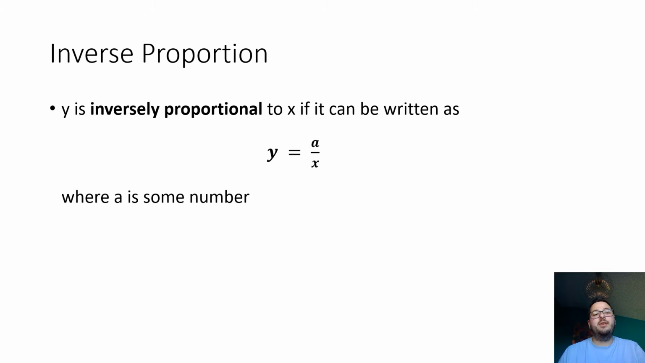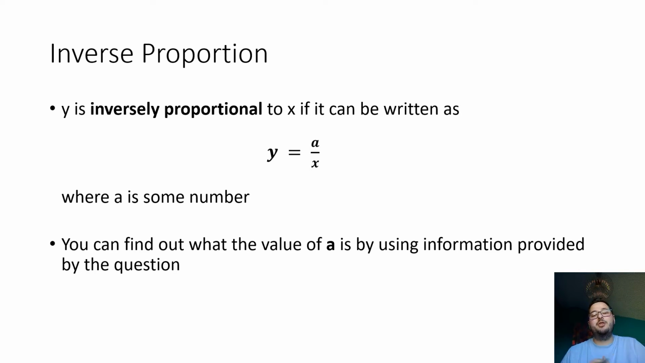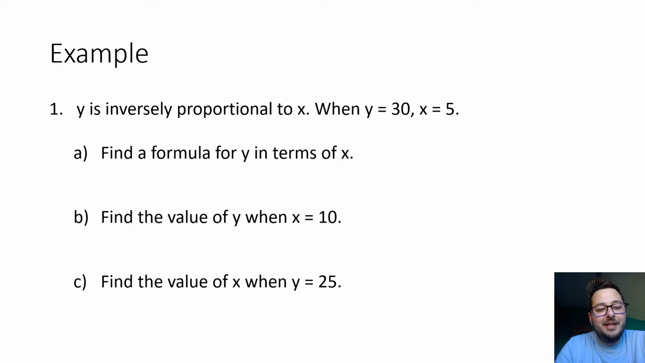It could be e and f. If e is inversely proportional to f, e can be written as something divided by f. Okay, so inverse just means something divided by whatever you're inversely proportional to. And then what you can do is you'll get information in the question to figure out what that number a is. So as in the other video, it's a lot easier just to do some examples. So feel free to have a go yourself, otherwise we shall just try together.